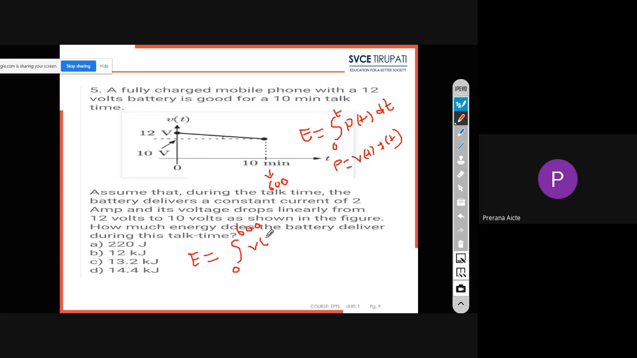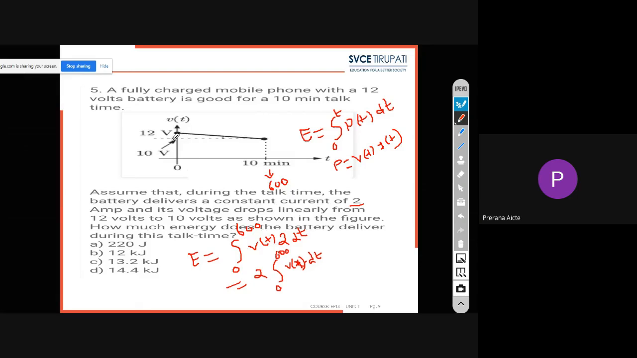So V of t, and I of t is constant, that is 2 into dt. Now I am writing this: 2 integral 0 to 600 V of t dt. Integration of the voltage, generally we call this nothing but an area. Integration of this portion is nothing but we call as area.